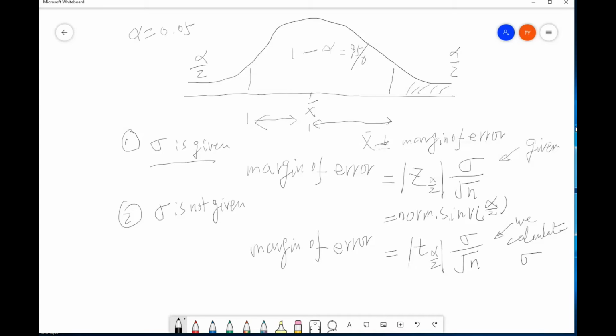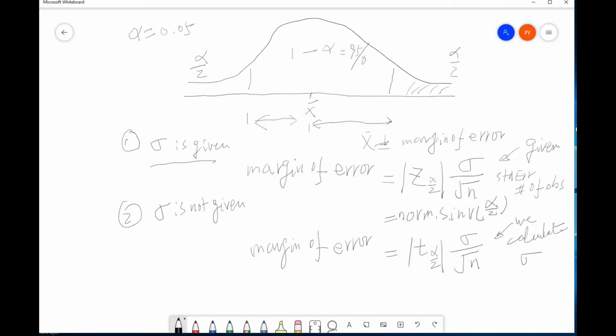Case number one, sigma is given. Because sigma is given, we have two features. The first one is we use z instead of t, and when we calculate the ratio, it is called the standard error. Standard error is sigma divided by the square root of n, where n is the number of observations.